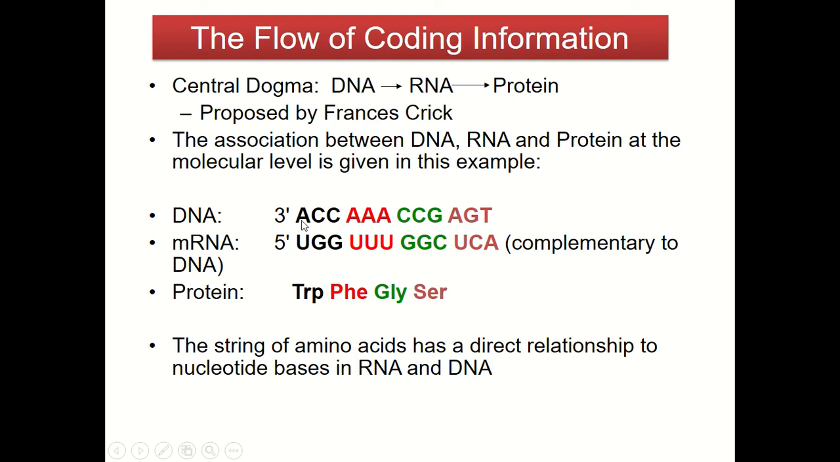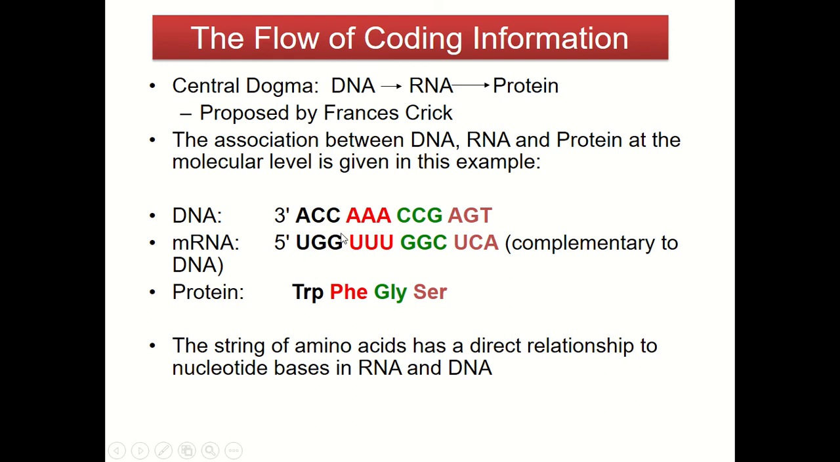A will form a hydrogen bond with uracil. Remember, RNA does not have thymine, it only has uracil. So adenine always pairs with uracil. Cytosine always pairs with guanine. Cytosine with guanine, adenine with uracil, cytosine with guanine, guanine with cytosine, and so on.